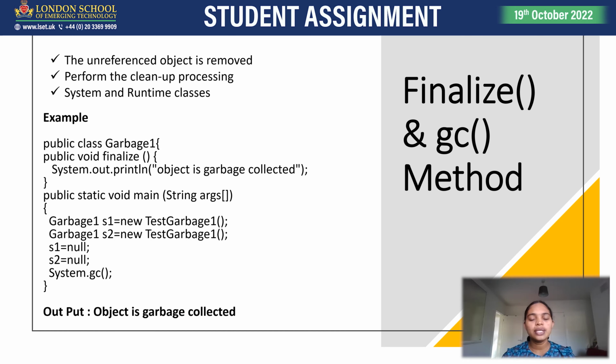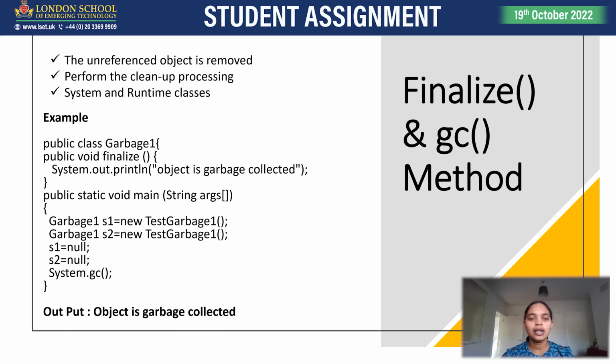The garbage collection uses two methods: the finalize method and the gc method. The finalize method is invoked before an unreferenced object is removed. The gc method is used to invoke the garbage collector to perform the cleanup processing. The gc method is found in the System and Runtime classes.